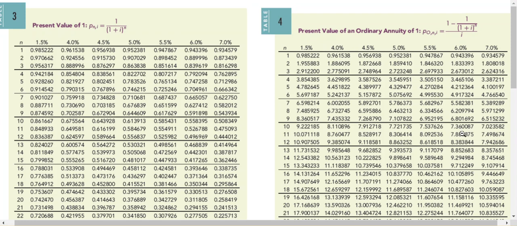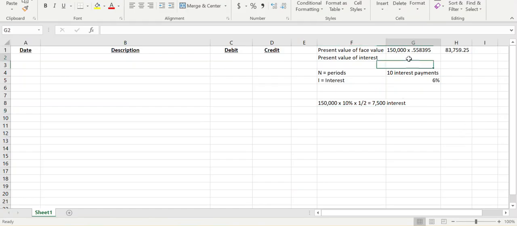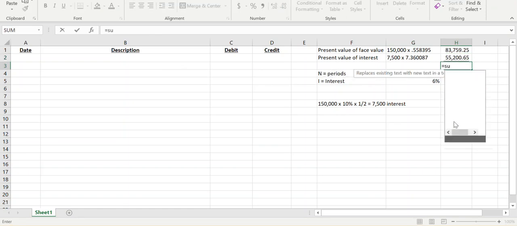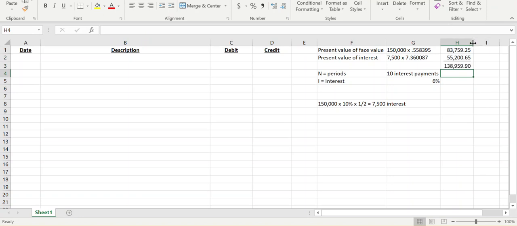So we're going to take that 7,500 and multiply it by 7.360087. So back up here, we have our $7,500 is our semi-annual interest payment, and we're going to multiply it by that present value of an ordinary annuity amount that we had, which again is 7.360087. So we add the two together, and the sum of the two is the selling price of your bond.